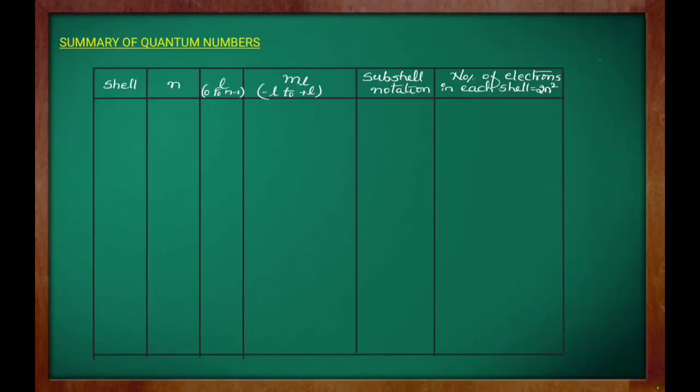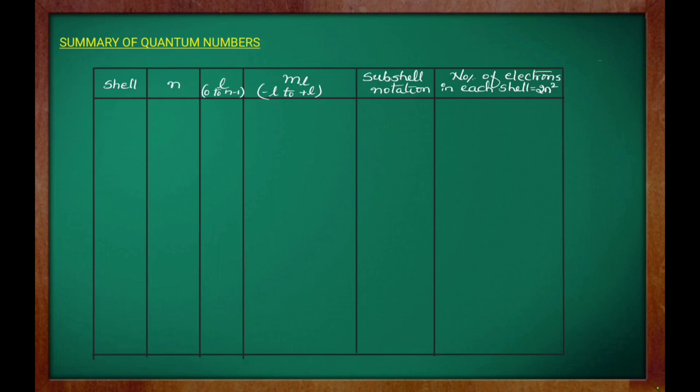Now, let us summarize the different quantum numbers. Here, we shall list the different shells, the corresponding value of principal quantum number and the value of l corresponding to the azimuthal quantum number. l can have values from 0 to n minus 1. Also, we shall list magnetic quantum number, which varies from minus l to plus l. We shall also write the subshell notation corresponding to the different quantum numbers. Also, we shall write the total number of electrons that is possible for each shell. So, the total number of electrons is given by 2n square.